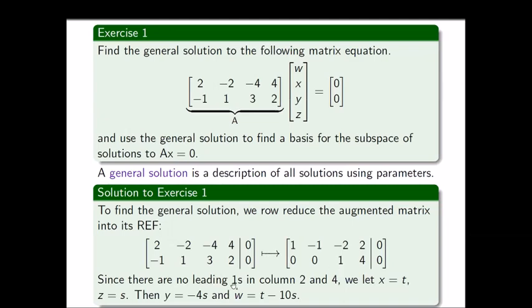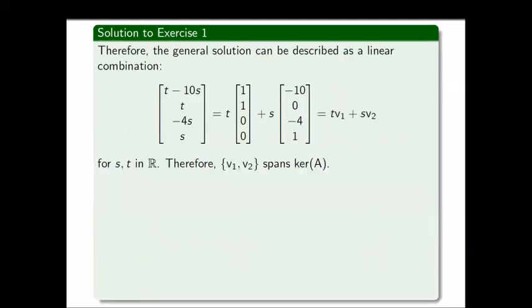Because there are no leading ones in column 2 and column 4, we let the corresponding variables, that is x and z, the second variable and the fourth variable, equal to parameters t and s respectively. Then solving for y and w in terms of t and s gives us y equal to minus 4s and w equal to t minus 10s. As a result, the general solution can be described as this vector t minus 10s, t minus 4s, s. Feel free to check the algebra here.